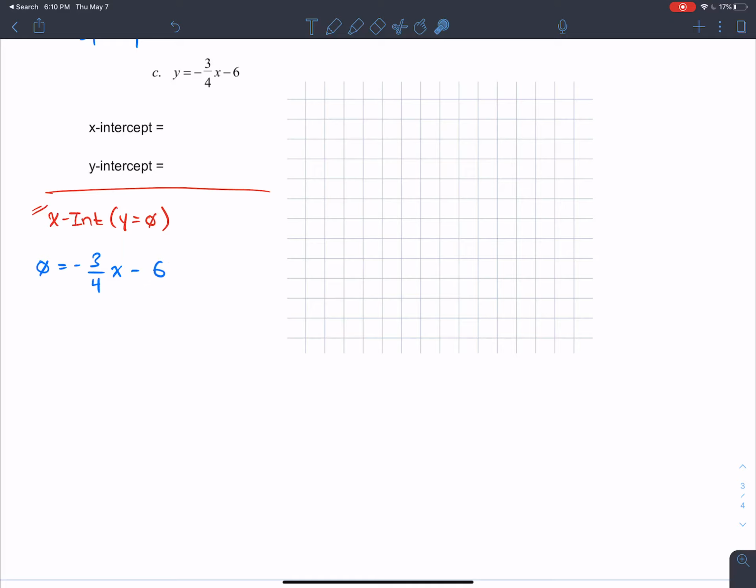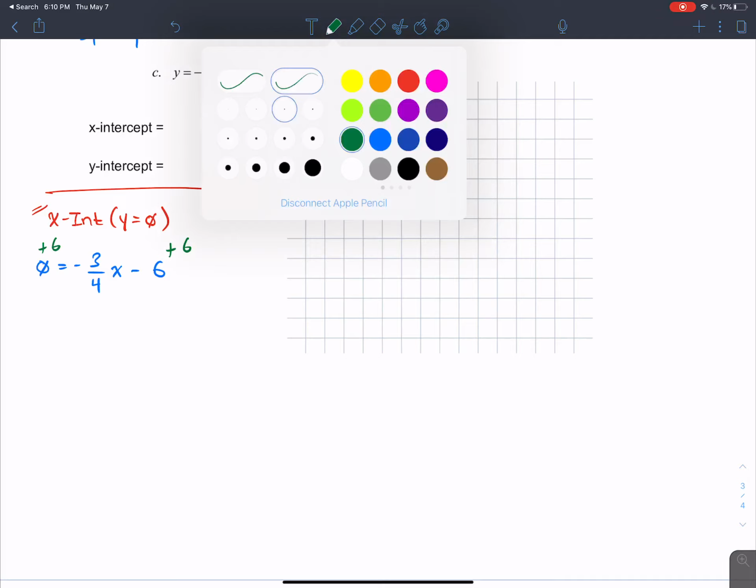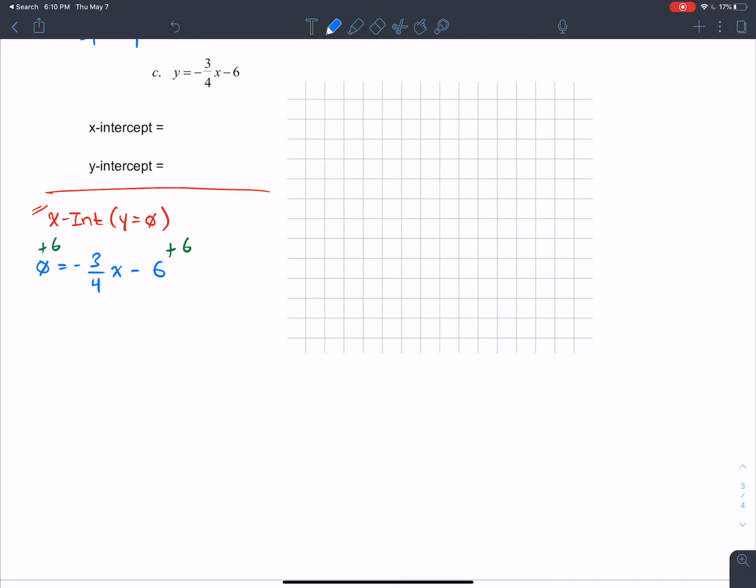This -6 is going to be nice and easy to move because all we have to do is add. Ooh, you can't really see that. I can't even see that on my own screen. We're going to add 6 to each side, right? Keep everything balanced. That's the whole idea behind algebra. If we do one thing to one side, we have to do it to the other side, right? So we have positive 6 equals -3 over 4 x.